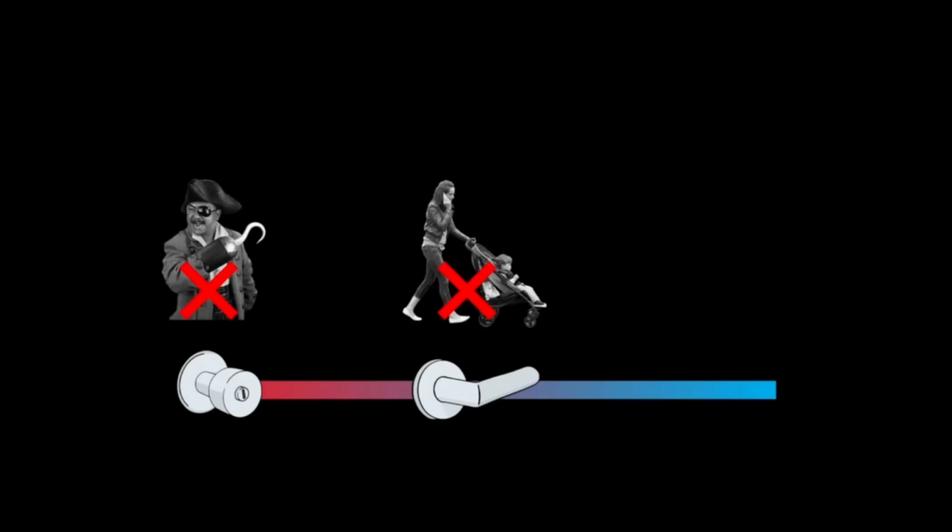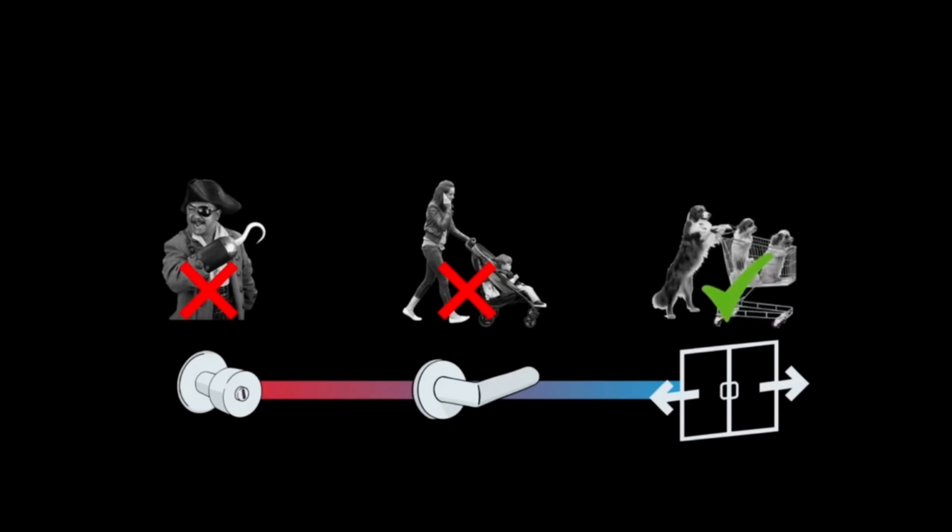So to even improve upon the door design further, the automatic sliding door was invented. This is such a universal design, it doesn't leave anyone out. Even animals can use it.